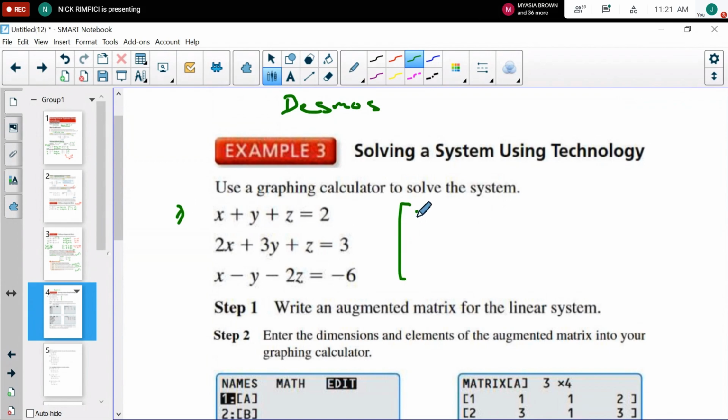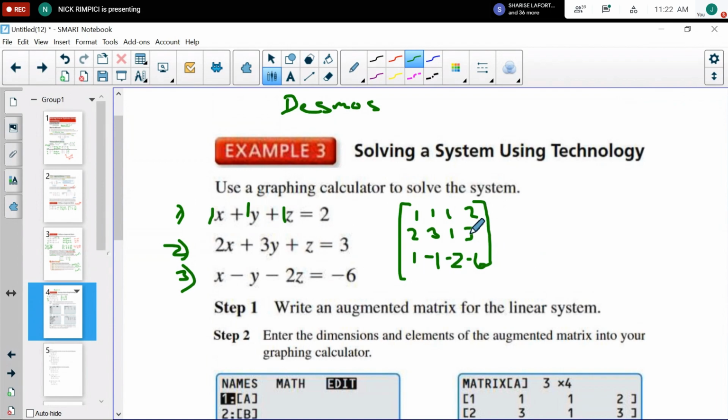1, 1, 1, 2. Agreed. There's a 1 here, a 1 here, a 1 here, and then a 2. Agreed. Somebody else want to give me the second equation? 2, 3, 1, 3. Okay, and then I'll take the final equation. Somebody else for this bottom one? 1, -1, -2, -6. Perfect. Okay, so that one was pretty easy.